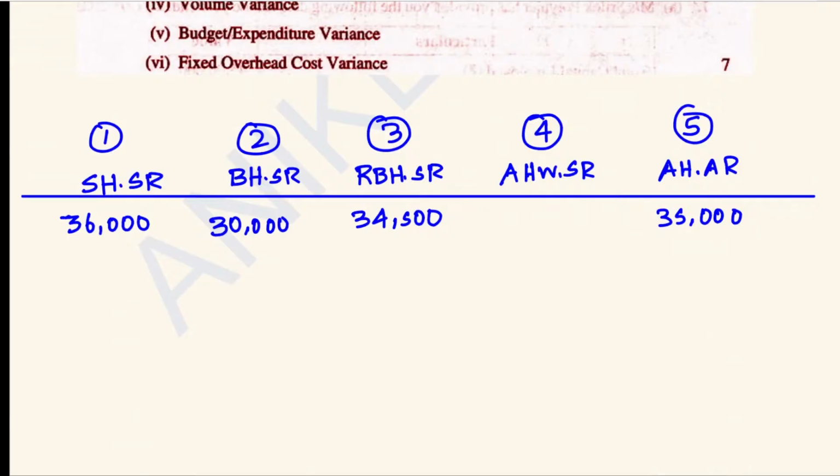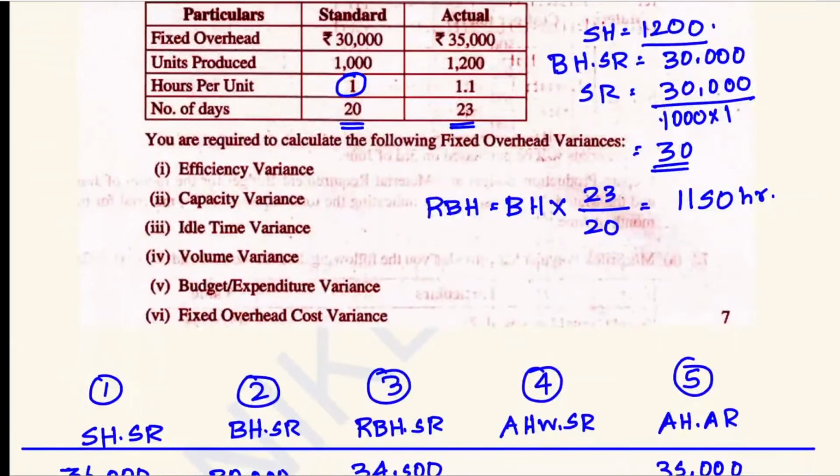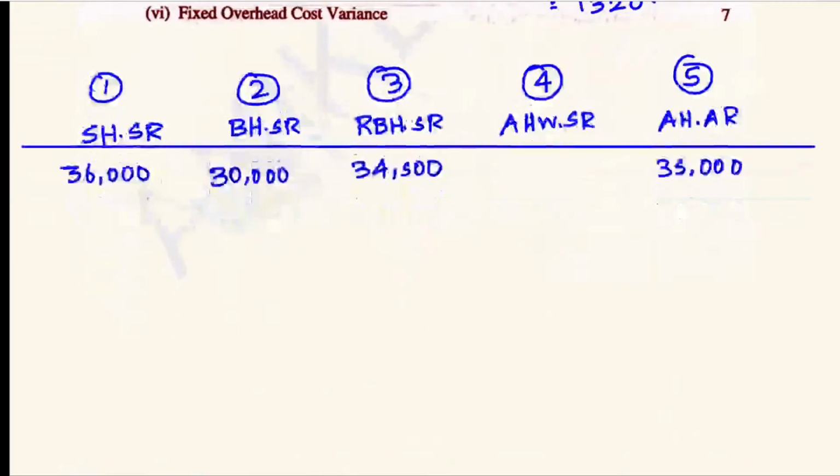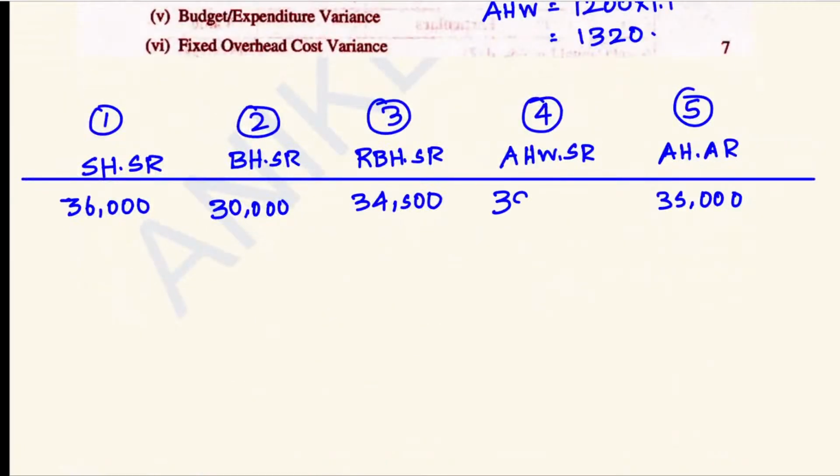Now what is my actual hour worked? My actual hours per unit is given 1.1 and actual units produced is 1200. So 1200 into 1.1 is my actual hours worked. Actual hours worked is equal to 1200 into 1.1, 1320. Now 1320 into standard rate, 39,600. So 39,600.